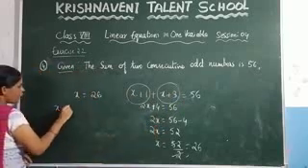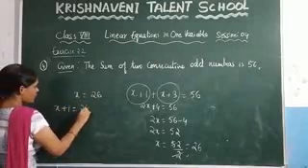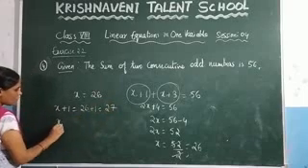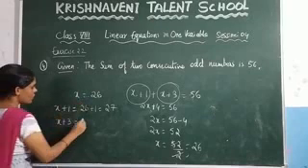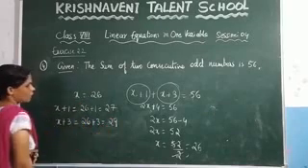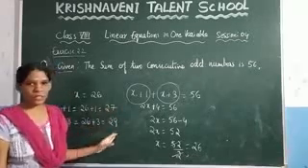Now calculate it. X plus 1. What is the value of x we got? 26 plus 1, which is 27. And the next value we need to calculate is x plus 3. The value of x is 26, plus 3, which is 29. Now if you want to check whether this problem is correct or not.